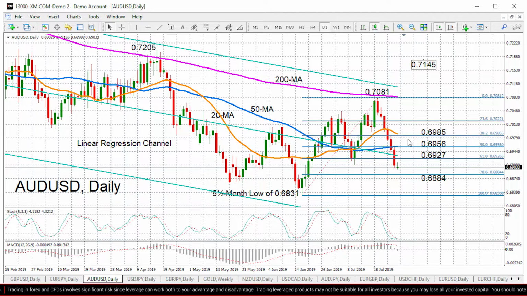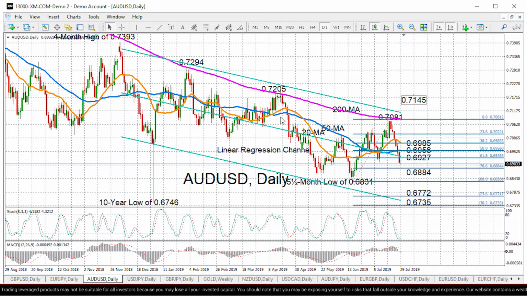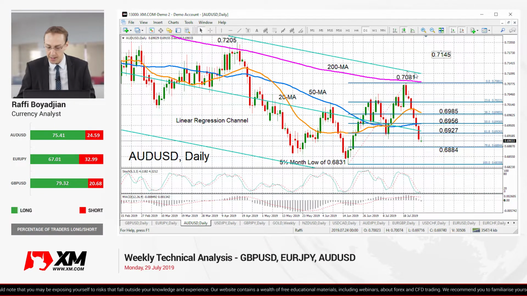But for the medium-term picture to become more positive, the Aussie dollar pair has got some way to go at the moment. We can see in the long-term picture, prices have been within a downwards trajectory within that linear regression channel, and the upper level of the channel is actually currently at the 0.71 handle.